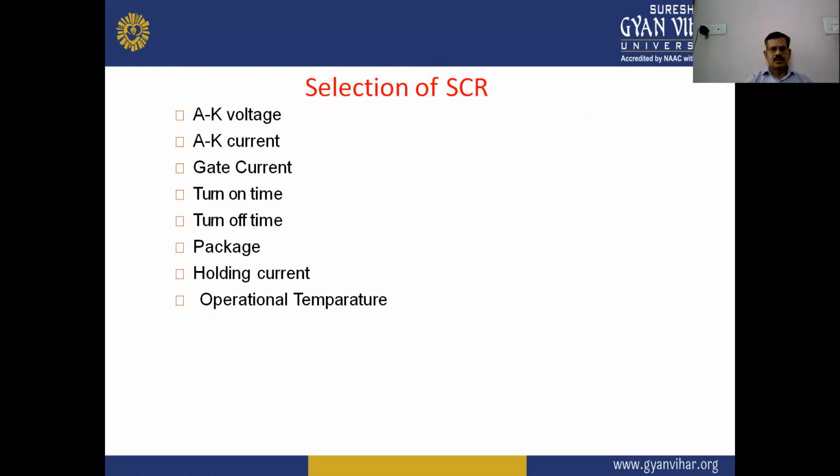So these are some methods of triggering for an SCR, and now we will discuss the selection of an SCR. We consider some parameters for selection of SCR. First one, anode cathode voltage. Second one is anode cathode current, and also consider gate current, turn on time, turn off time, package, holding current, and operational temperature. So these are some parameters for selection of SCR.